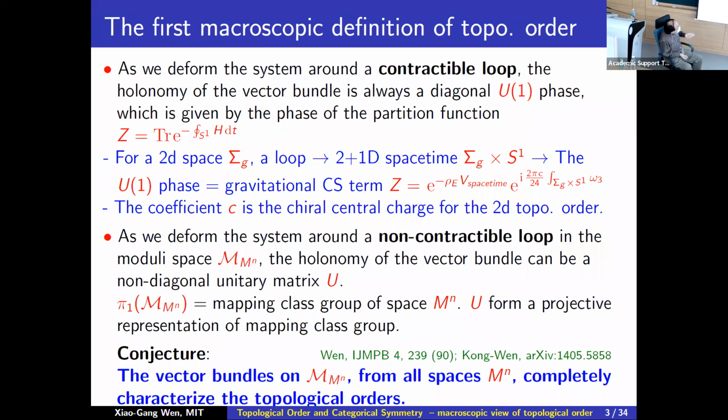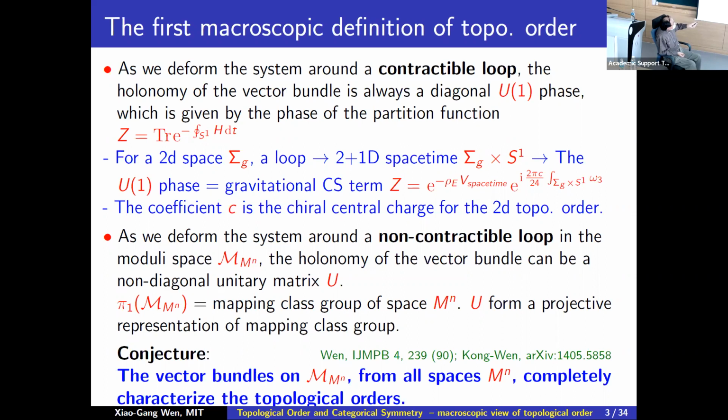And what is this U(1) phase? Let's consider a two-dimensional space. Suppose our space is two-dimensional, Sigma_g, some kind of genus g manifold. And then we have a small loop in the moduli space, and that is S^1. So adding this small loop, we have Sigma_g times S^1. This describes a loop in moduli space, but I view this loop as a three-dimensional space with some time dependence. Then this particular U(1) phase of going through this contractible loop turns out to have a volume term times the energy density, so we can ignore that.